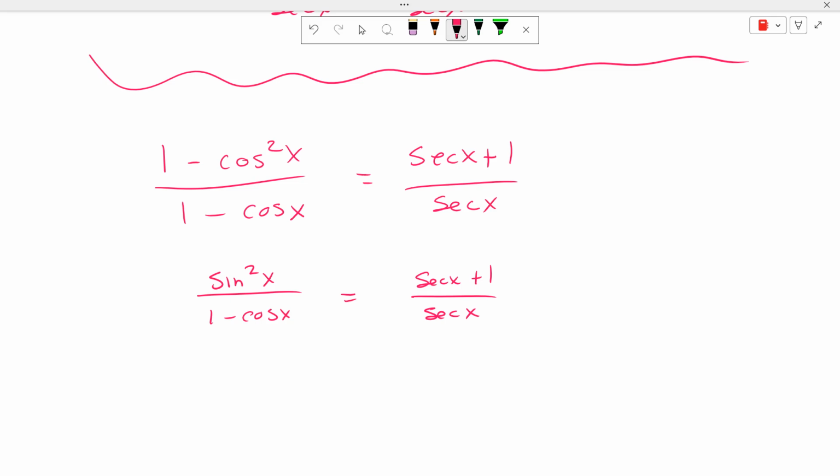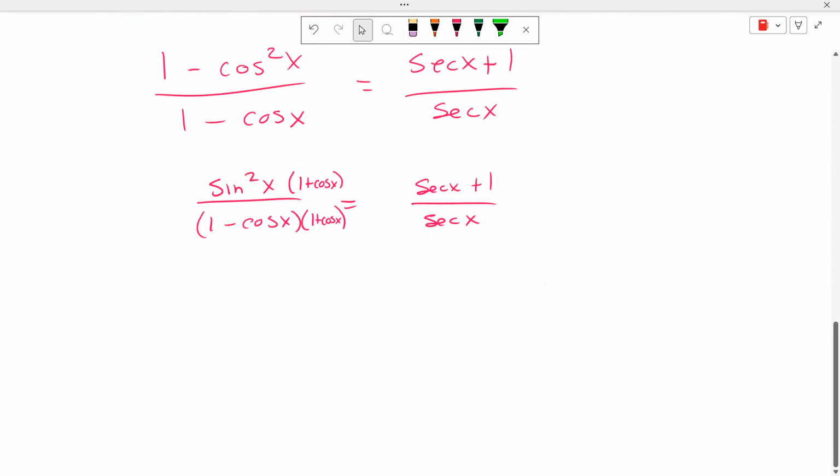What's the conjugate of 1 minus cosine of x? So I'm going to multiply both the top and the bottom by 1 plus cosine of x. So I'm going to leave this factored out, though, because I know what's coming, because I've done this before. I'm not going to distribute that. But my denominator, I'm going to multiply through.